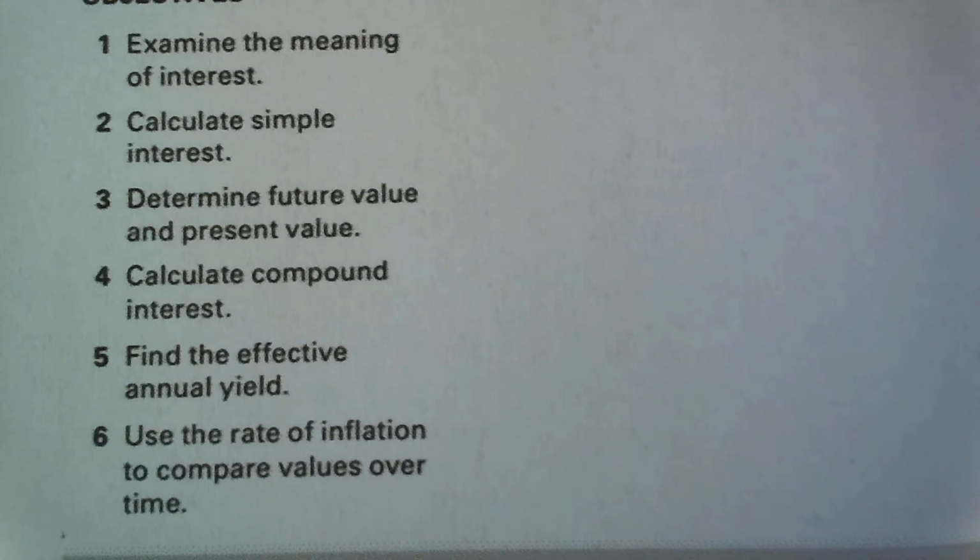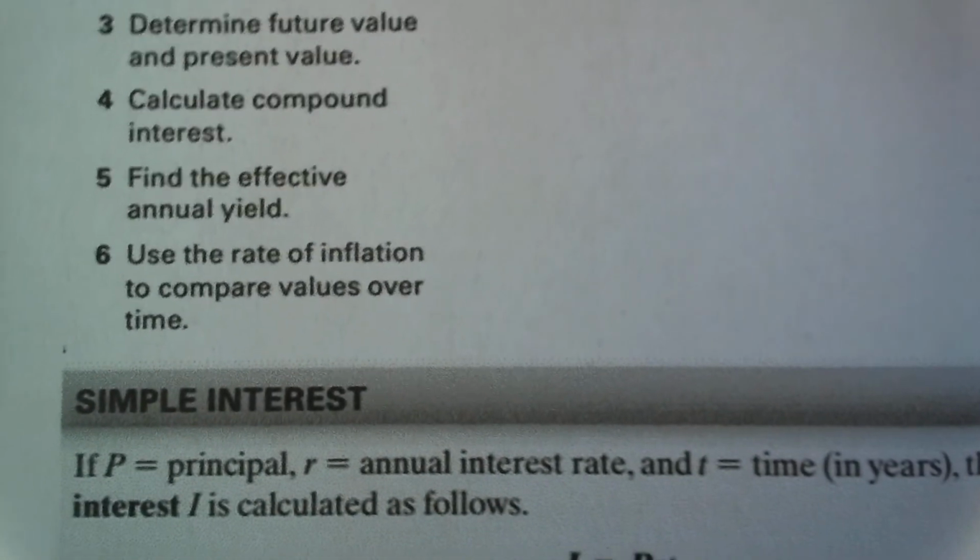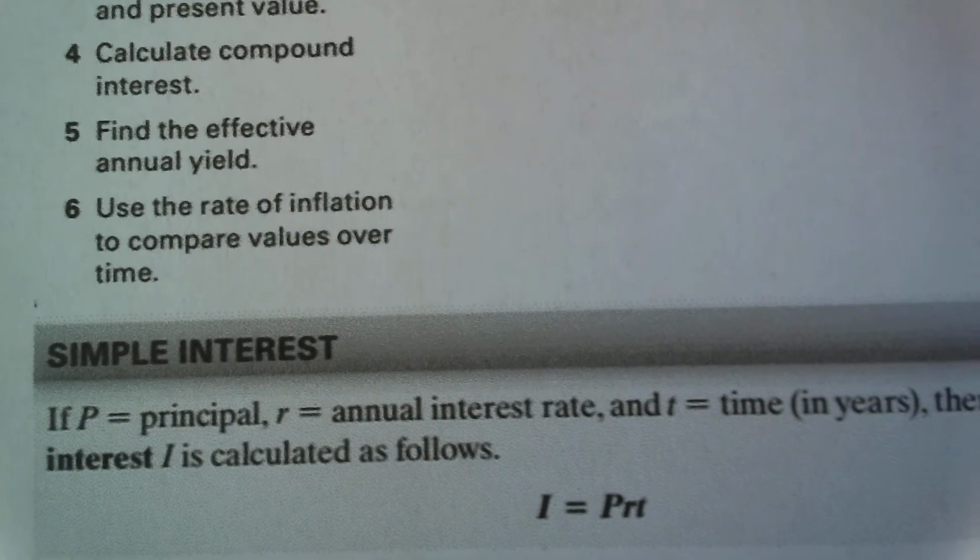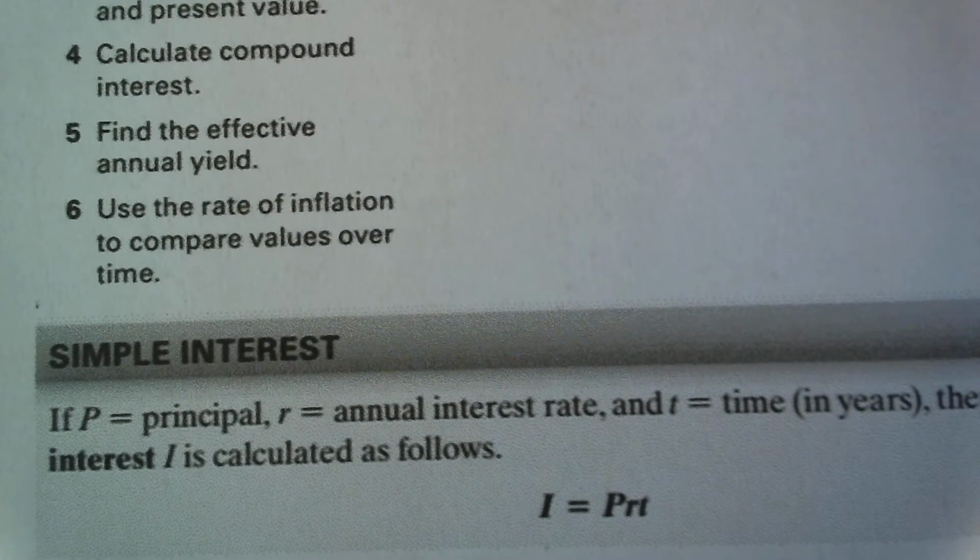Next, let's talk about simple interest. Here's the formula for simple interest. If P is the principal, R is the annual interest rate, usually expressed in percent or as a decimal fraction, and T is time in years, then simple interest I is calculated as follows. I equals P times R times T. Very simple formula, very powerful formula, and it's easy to remember too.